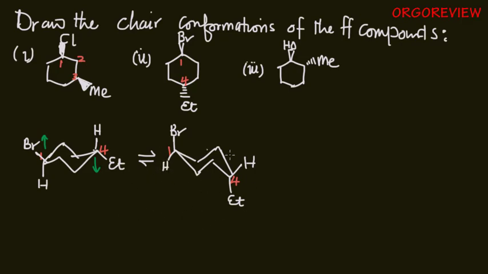So these two groups, of course, you can predict that this is going to be a more stable conformation than that, because the ethyl group and the bromo group are in equatorial position, and that is a more preferable way for the groups to occupy compared to in the axial position.